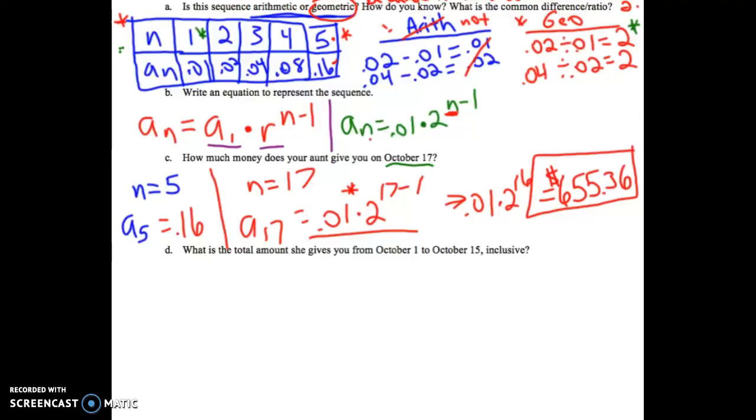Now, that's pretty crazy. It doubled every day, and on the 17th day, she's giving you $655. You started at a penny. Now, consider investing money and how that works a little bit too. And we can talk about that later in the semester. But go ahead and try the next two examples of real-world problems.